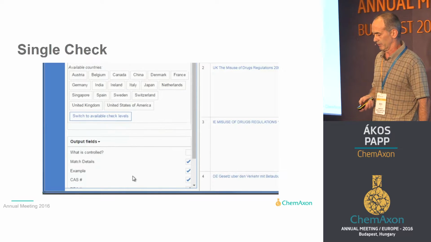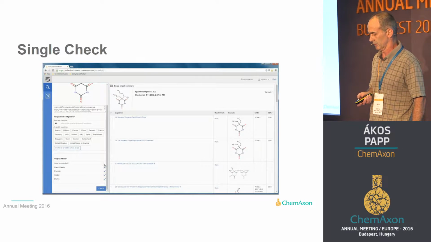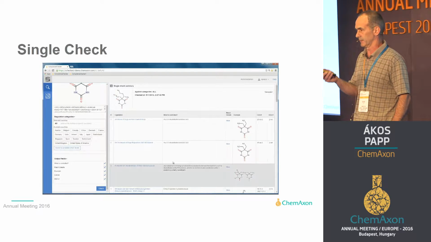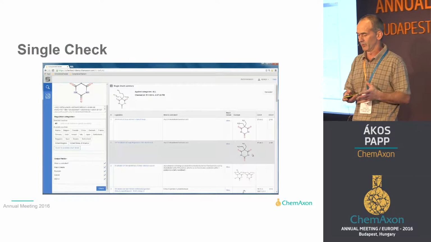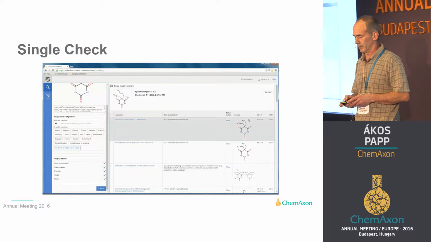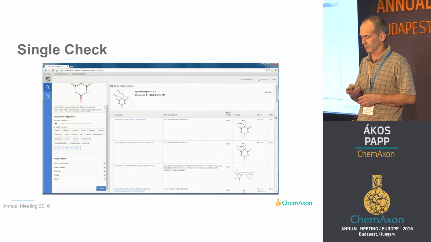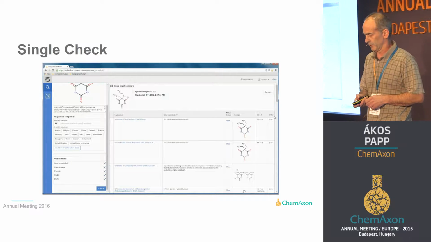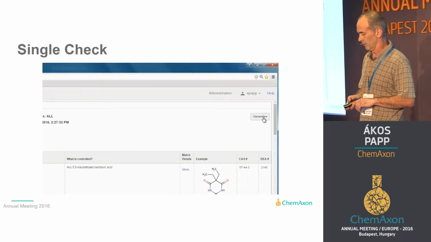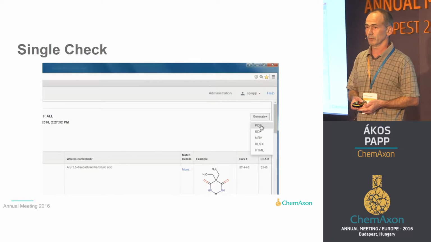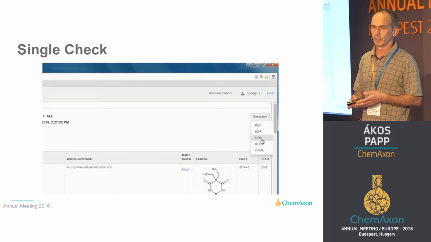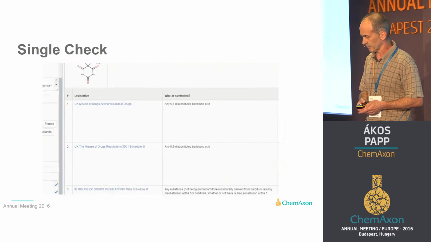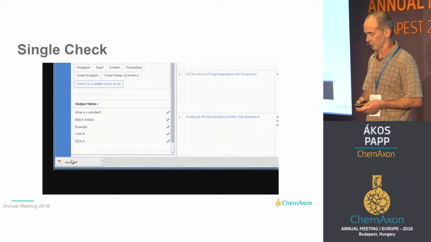For example, you can switch on the "what is controlled" part, and then in this case the specific section of the legislation is shown, like all the derivatives and all the salt forms are controlled as well. And of course some additional data like the CAS number and DEA number is available. You can generate a report with the results in these different formats, and you can store it or send it according to your SOP.